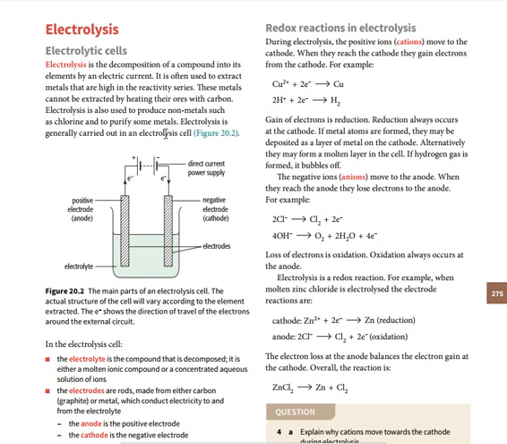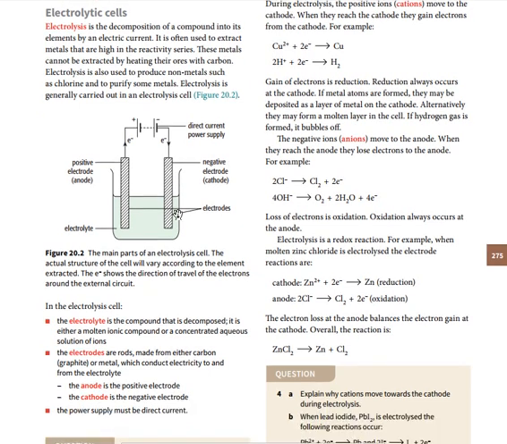So now let's visualize. This is a general diagram for electrolysis. We use a battery. We have the positive side of the battery shown by the long line, and the negative side shown by the short line. On this side we have different electrodes. The electrode attached to the positive side is called the anode, and the electrode attached to the negative side is called the cathode.